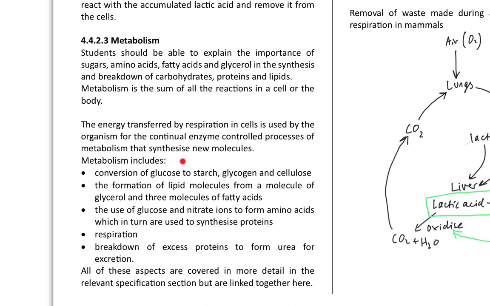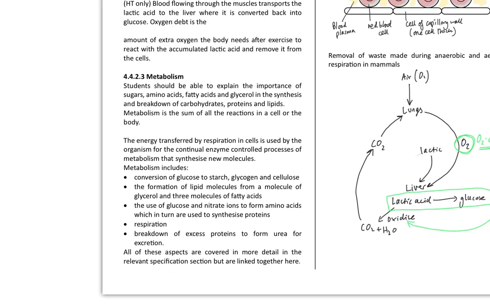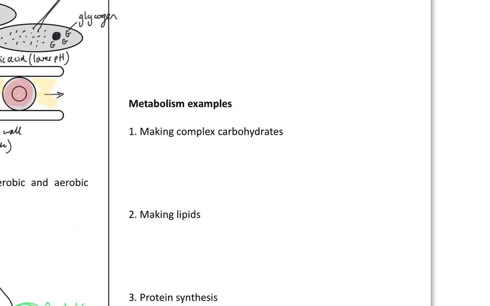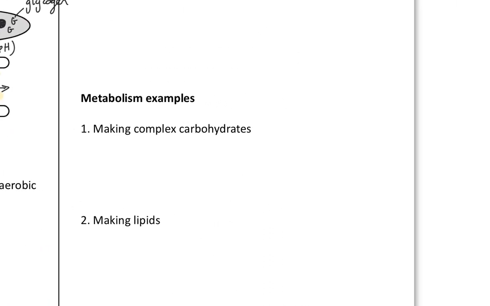Metabolism includes, and it gives some detail here, and I'm just going to go through a bit of this detail. First one says glucose to starch, glycogen, and cellulose. So let's look at making complex carbohydrates, because all of them are complex carbohydrates. Let's go for plants first. Algae make glucose in photosynthesis. That's my shorthand for photosynthesis. Don't use it in the exam. I'm going to make glucose a little red splodge. That's representing glucose.